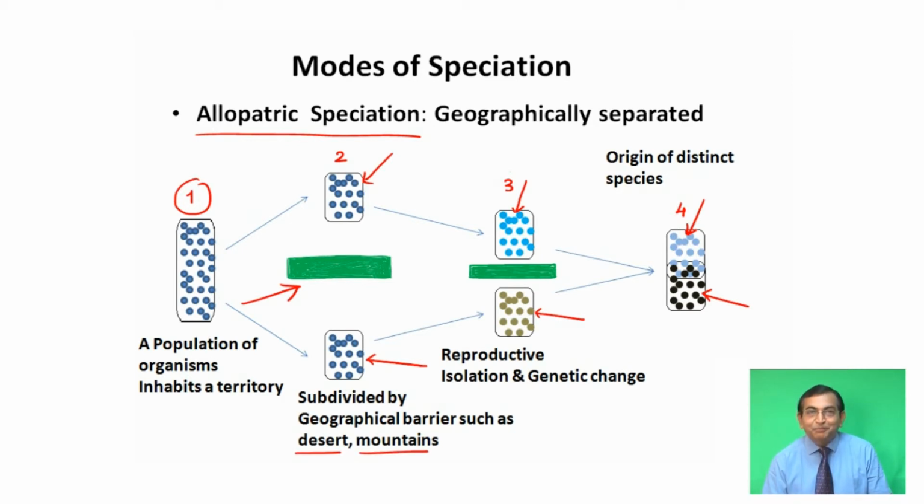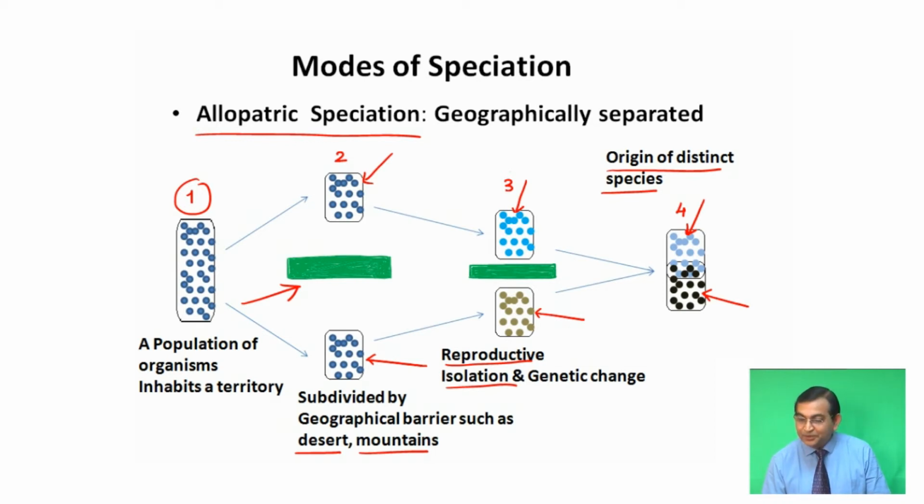After separation by geographical barriers, reproductive isolation occurs and genetic change occurs, as a result of which distinct species are formed, and there is an origin of distinct species which are reproductively isolated from each other. So as a result, two different species are formed. This type of speciation is called allopatric speciation, that is, speciation due to a geographical barrier.